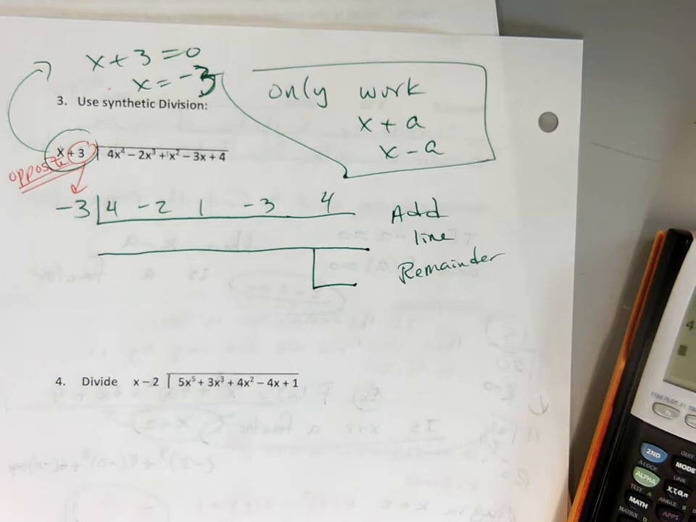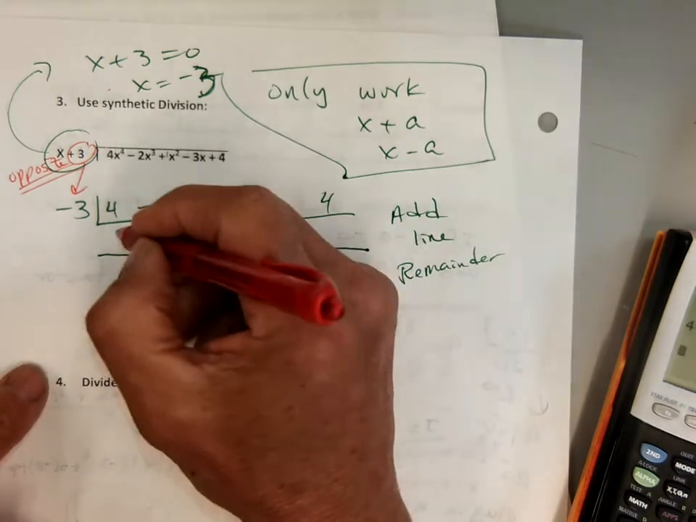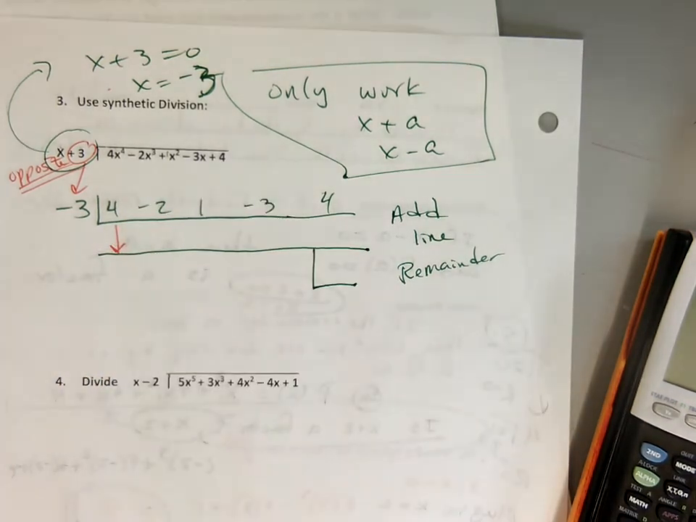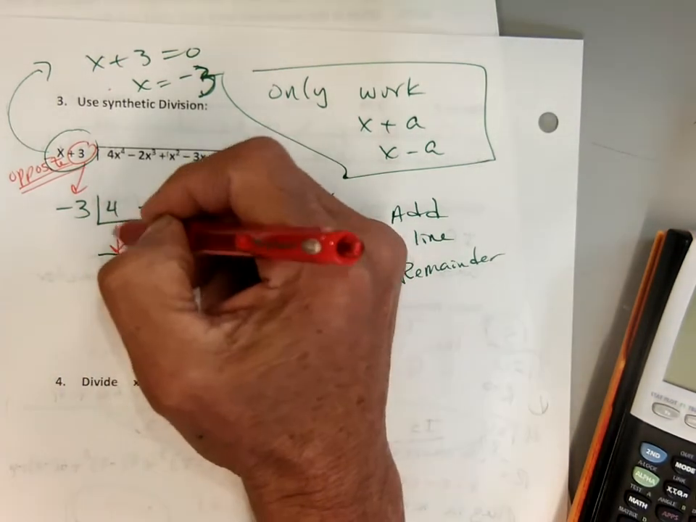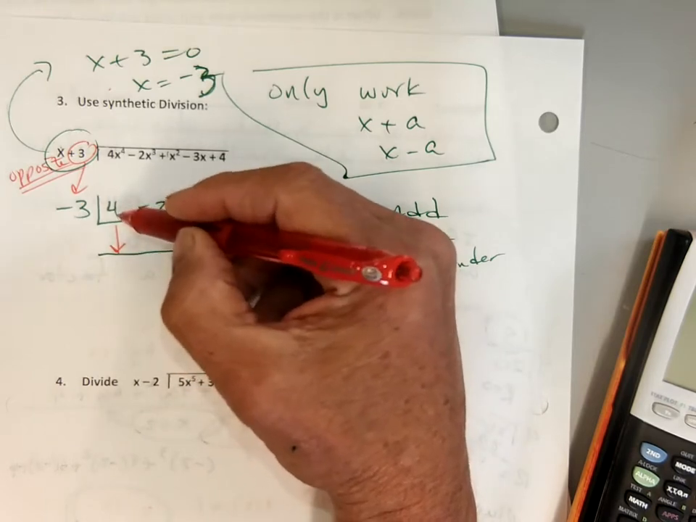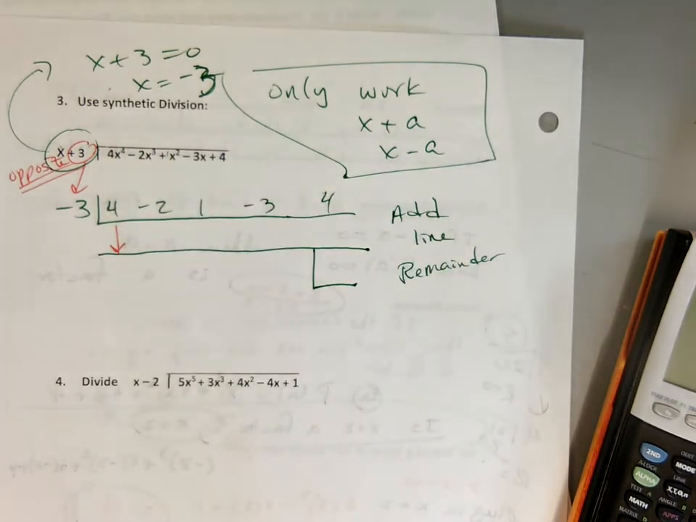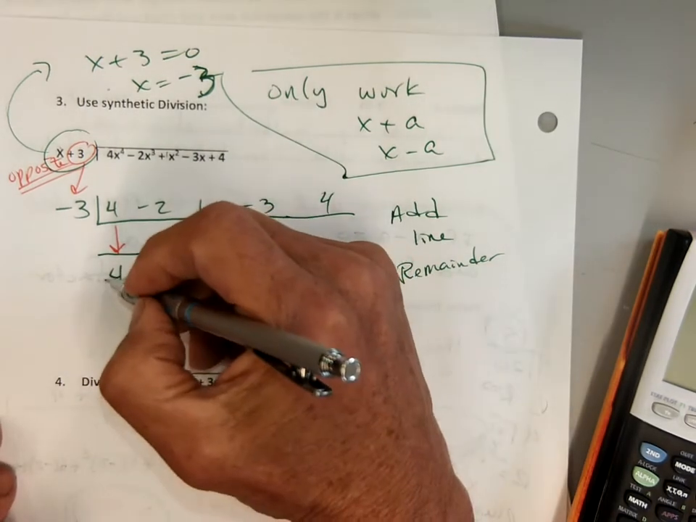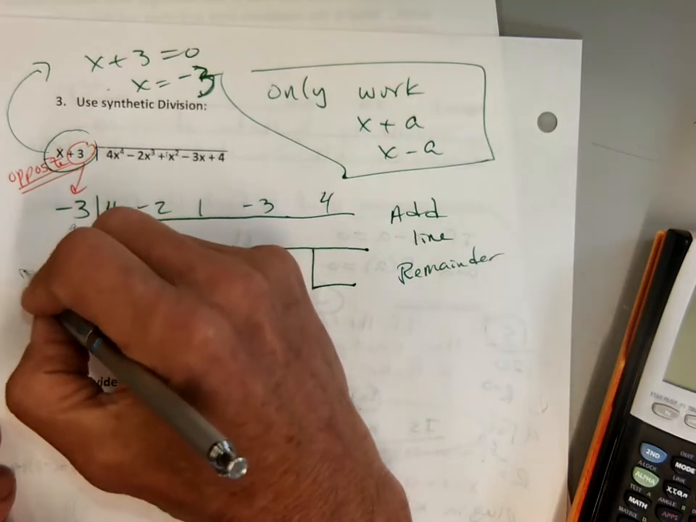X's are invisible. Now, let's start doing this. The very first step is an important step. You just bring down the first term. We're going to just bring down the 4, straight down. Put an arrow through there so you don't put any numbers there. And we're going to put down the 4. Now, we're going to multiply.